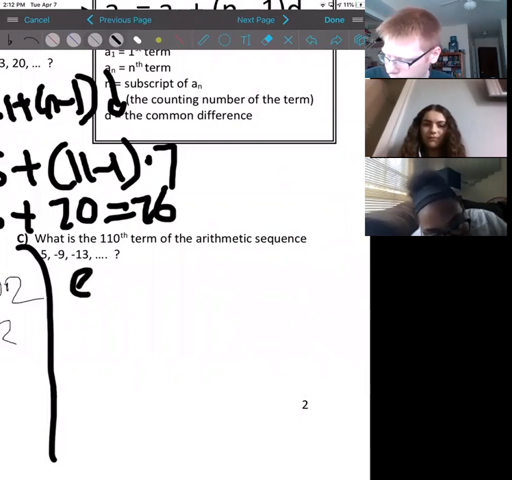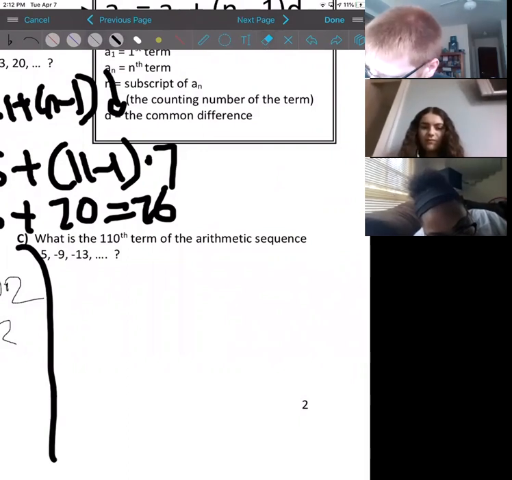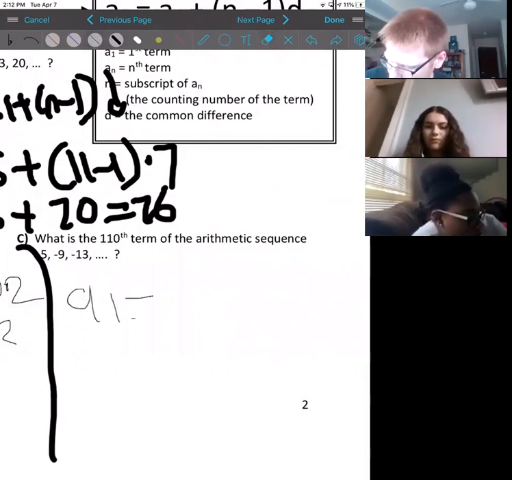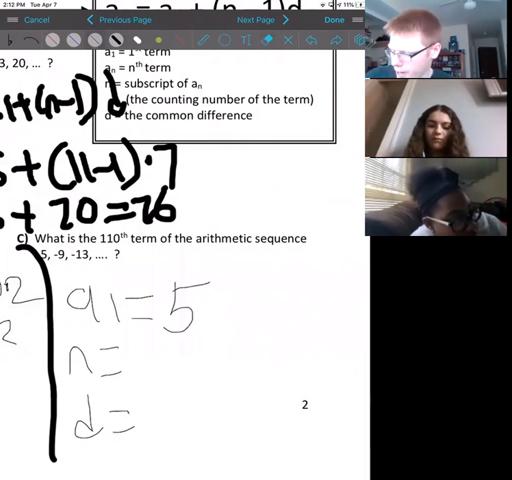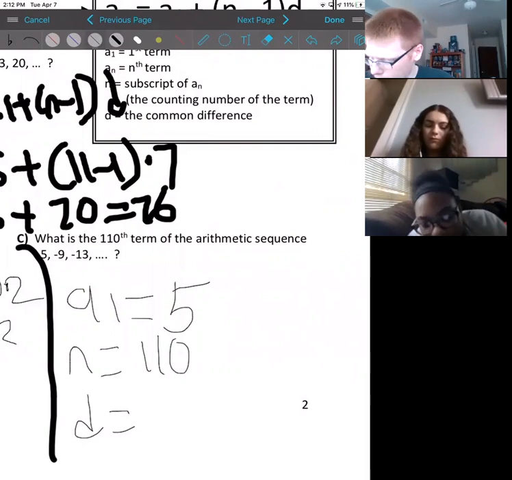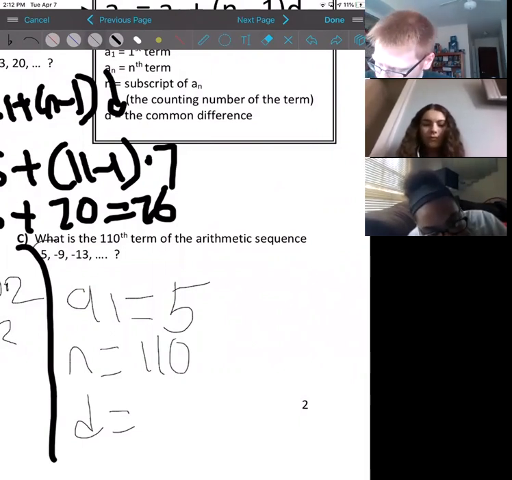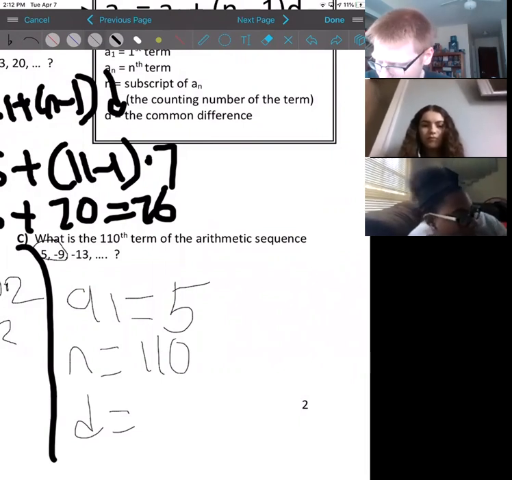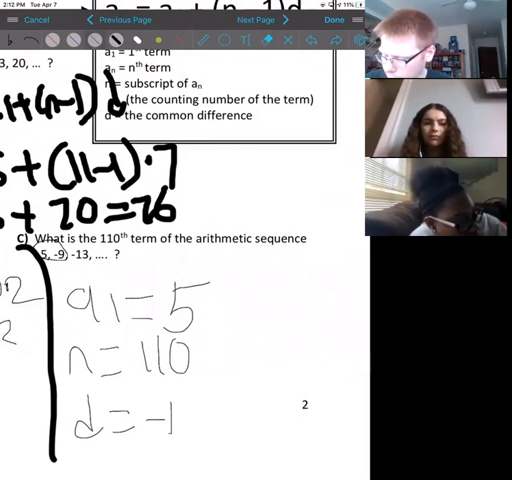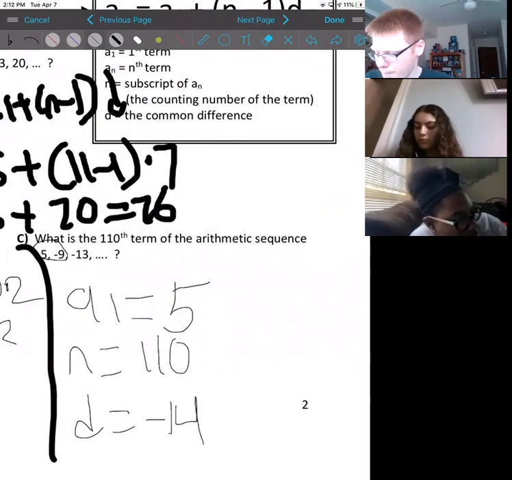All right, so like I said, I'll use the later one. List out your info. So your first term's 5, your n is what you want to find, so the 110th term, and your d is your difference. If you're having trouble finding that, just take the -9 minus 5, you'd get -14, or just do the mental math until you get it, or if you see it, some people will be really good.